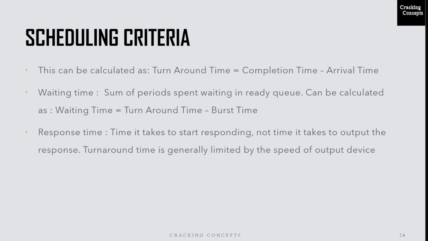In an interactive system, turnaround time may not be the best criterion. Often, a process can produce some output fairly early and can continue computing new results while previous results are being output to the user. Thus, another measure is the time from the submission of a request until the first response is produced. This measure, called response time, is the time it takes to start responding, not the time it takes to output the response. The turnaround time is generally limited by the speed of the output device.